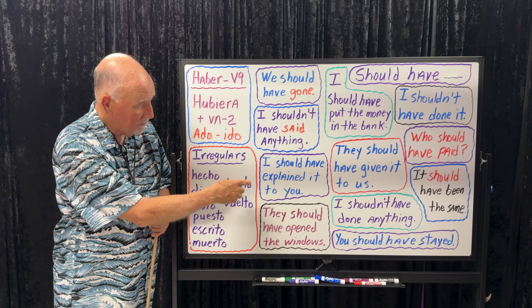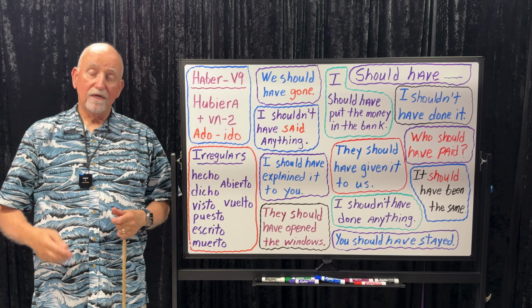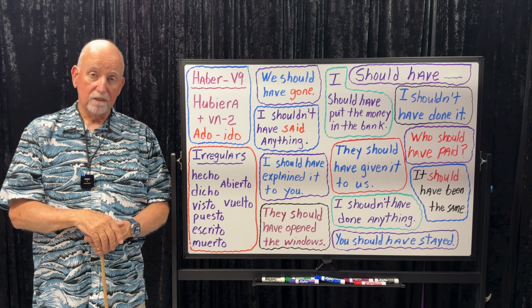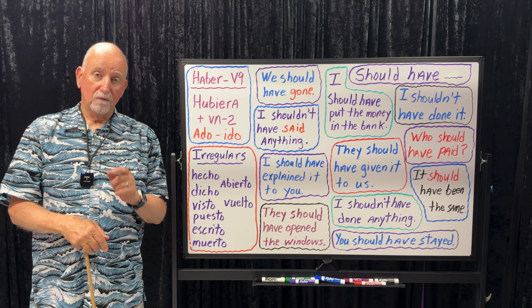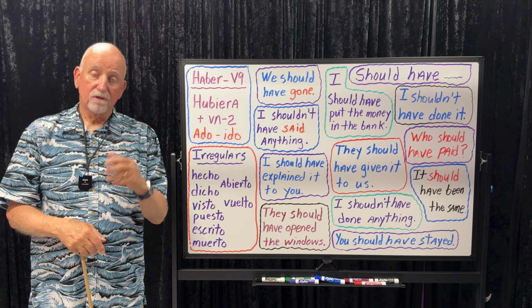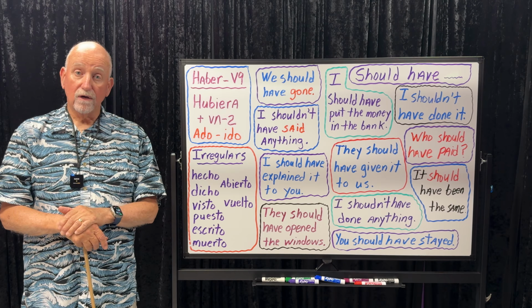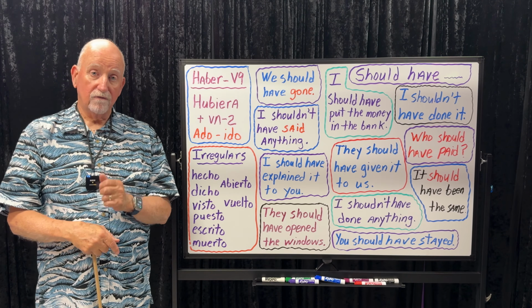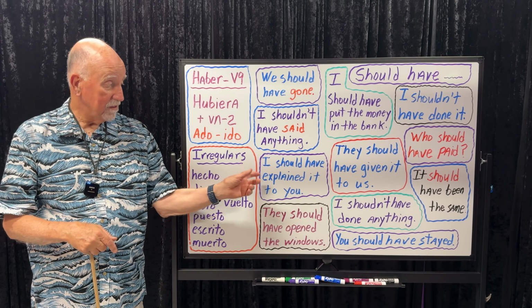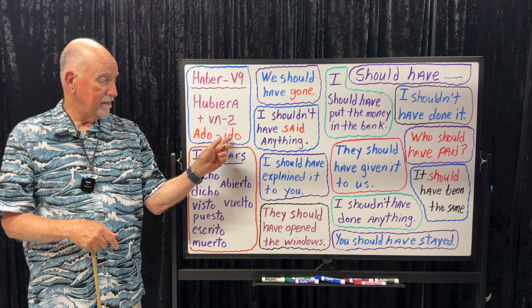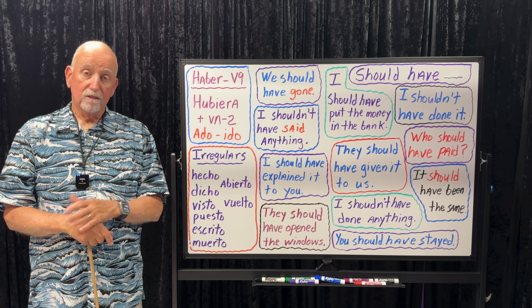I should have explained it to you. Well, now we have two object pronouns. We have it, which is lo, and to you is going to be one word, te. Let's say you're talking to a friend. Where do they go? They go in front of a conjugated verb. There's no other place you can put it because you can't put anything on the end of a past participle. So it has to go in front.